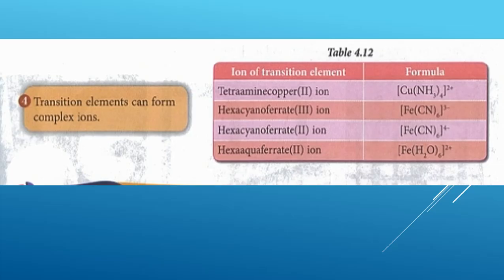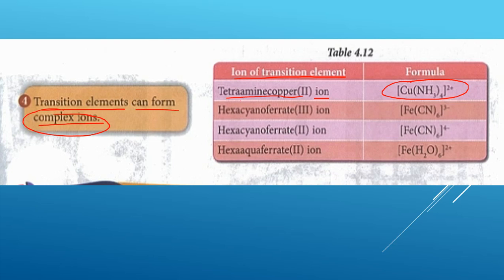Okay, and the fourth special characteristic, transition element can form complex ions. So ion of the transition element, for example, here is tetraamminecopper 2 ion. So this is the formula, Cu(NH3)4 2+. Tetraamminecopper ion. So this is a complex ion.